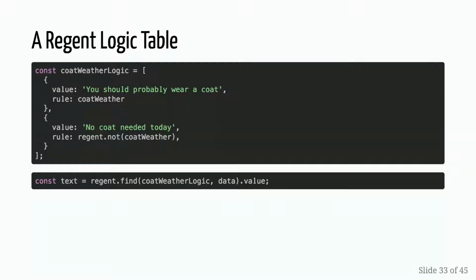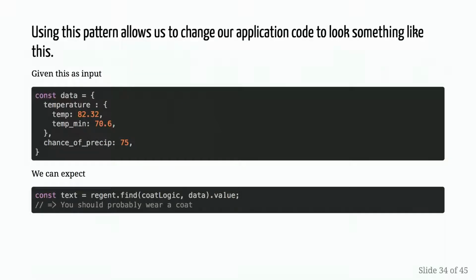So now we can implement this like this. We have our data, and then we're just saying const text equals regent.find, passing in coatLogic and data, and we're getting a value off of it. So now we've lost all of that switch statement in general.